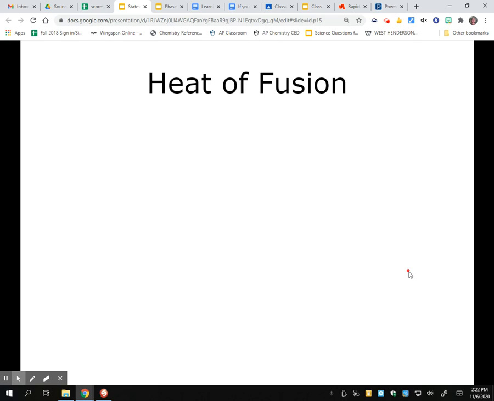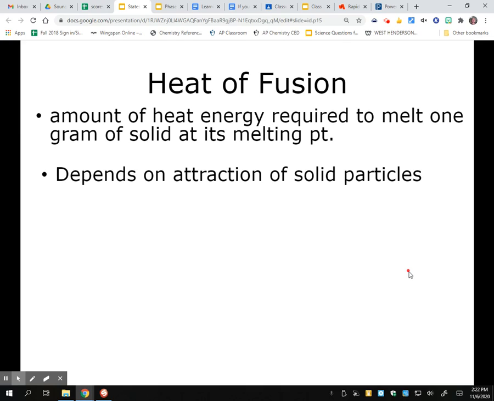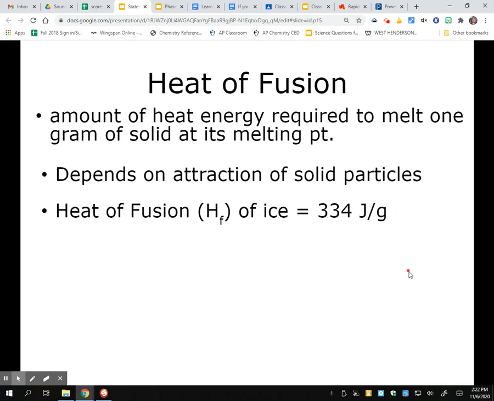Now, just like we had heat of vaporization, we also have heat of fusion, and this is the energy required to melt 1 gram of a solid at its melting point. And again, it depends on those intermolecular forces, because to go from a solid to a liquid, you have to break some of those attractive forces, and heat of fusion is an indication of that. So the heat of fusion for water is going to be 334 joules of energy for every gram of ice. And that's quite a bit of heat there.